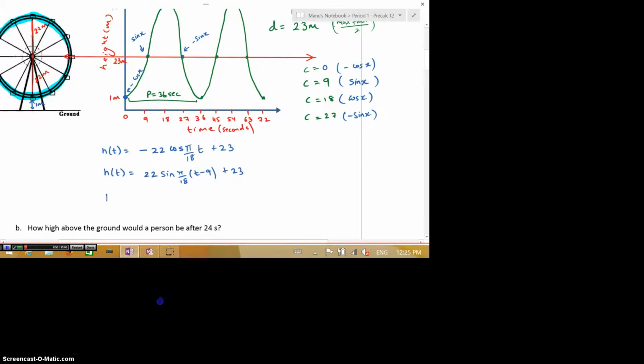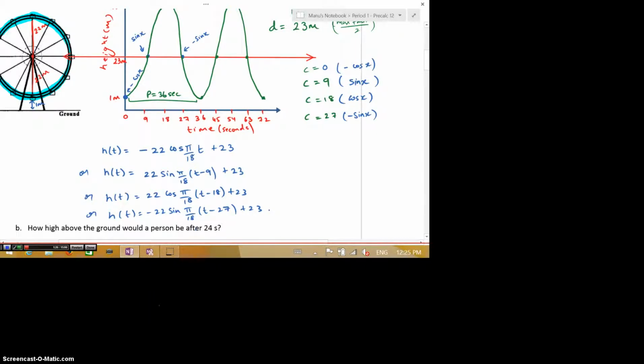Third one could possibly be h(t) = positive 22 cosine pi over 18 (t minus 18) plus 23. And the last one could be h(t) = negative 22 sine pi over 18 (t minus 27) plus 23. Any one of these equations will work.